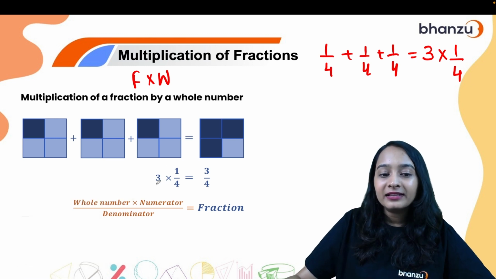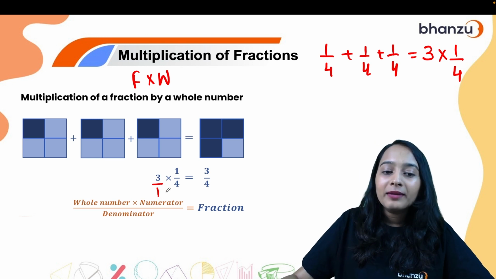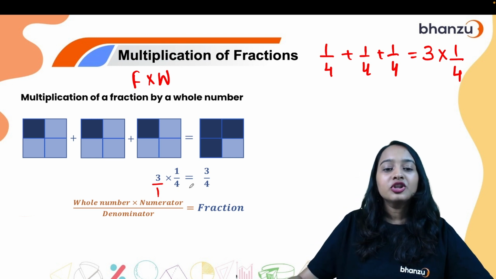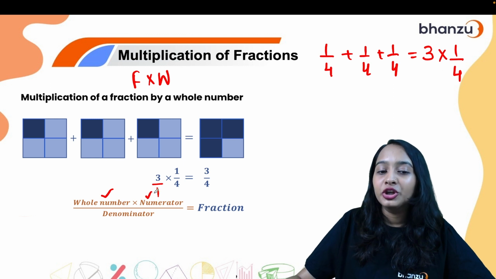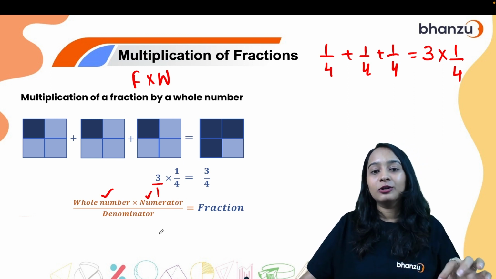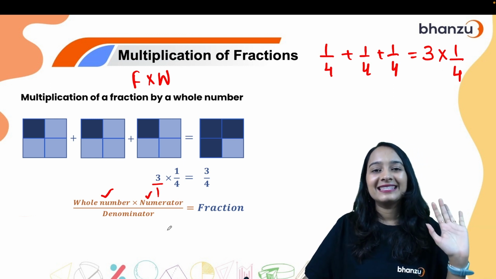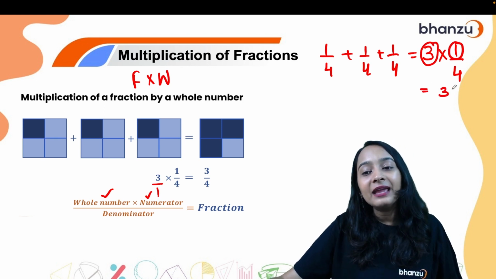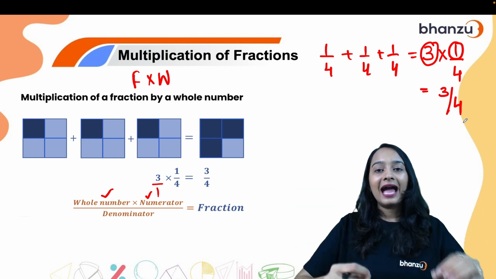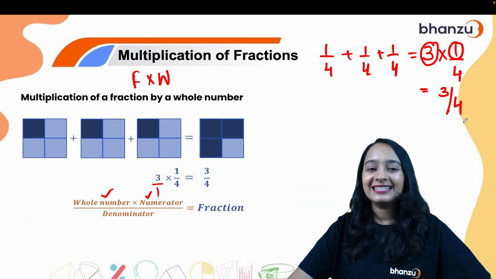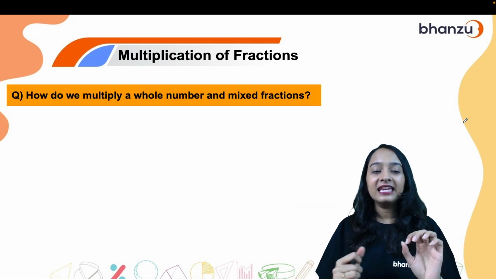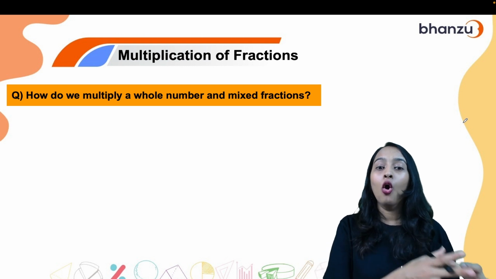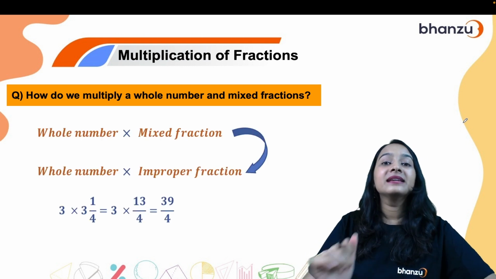So what is happening? 3 by 1. So 3 multiplied with 1 is 3. 1 multiplied with 4 is 4. So you multiply the whole number with the numerator, keeping the denominator as it is. That's it. Multiply the whole number with the numerator and keep the denominator as it is.